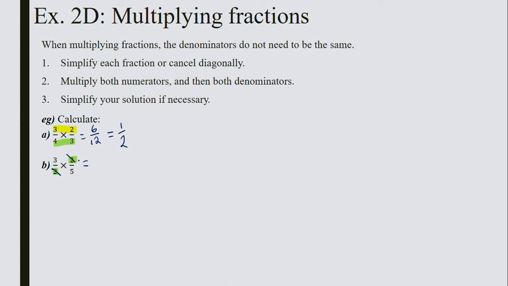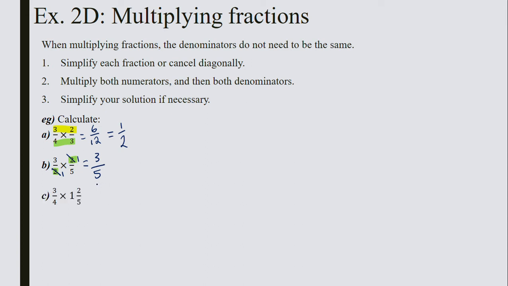And what we effectively end up with is now 3/1 times 1/5. 3 times 1 is 3. 1 times 5 is 5. If I had not done that, I would have had 6/10, which simplifies to 3/5 anyway.